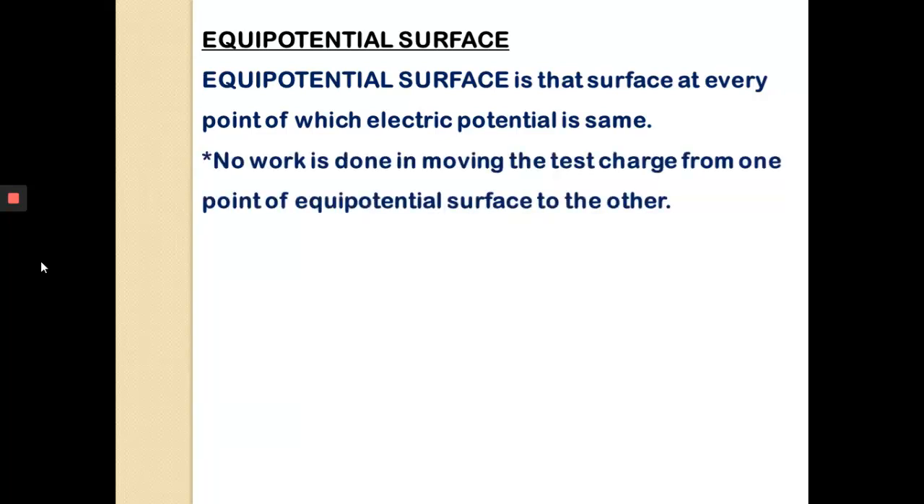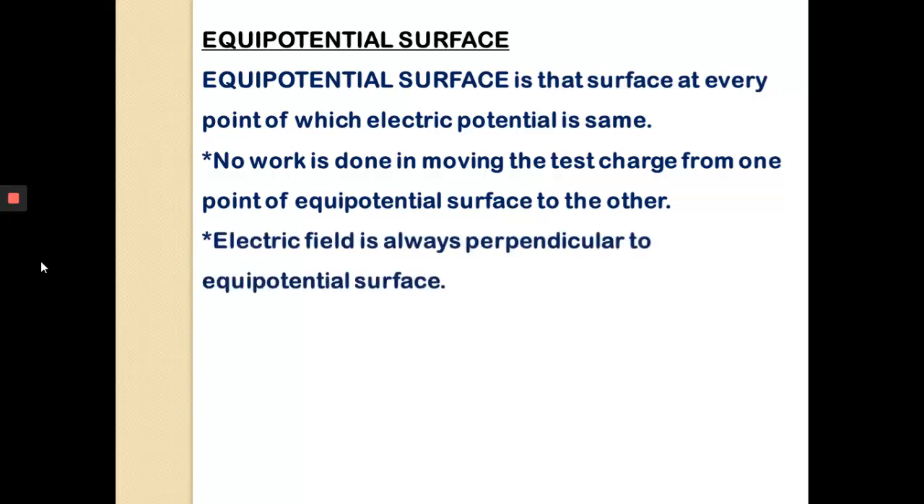Now we are checking the properties of these equipotential surfaces. No work is done in moving a test charge from one point of an equipotential surface to another. Right, work done will be 0. What is the reason? Because it is the same potential. Potential difference gives the work done per unit charge. But if the potential is the same everywhere, what will be the potential difference? That will be 0. So work done will be equal to 0.